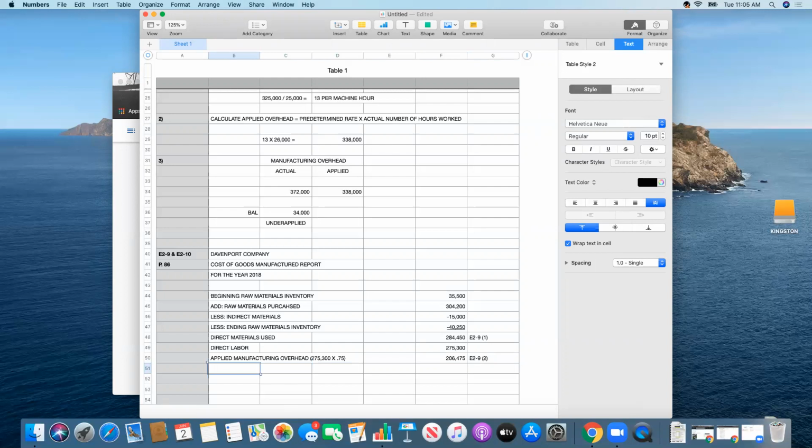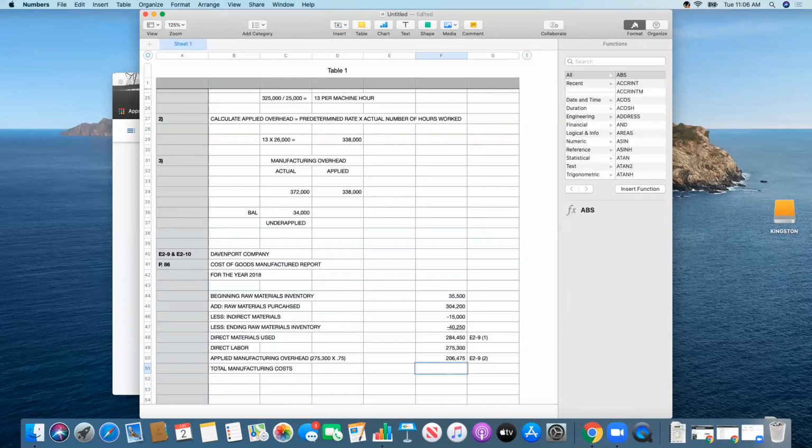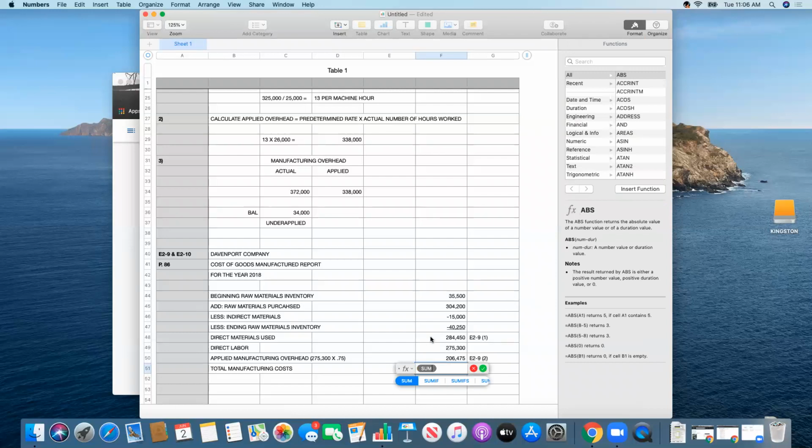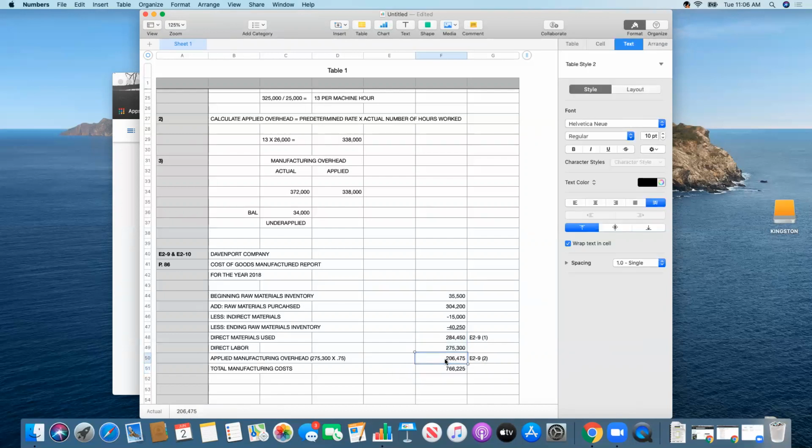Okay. So now what we want to do is to add the three of those together. Total manufacturing cost. Direct material, direct labor, and overhead. Add them together. 766,225, and that's the answer to exercise 2-9, part 3. Okay?